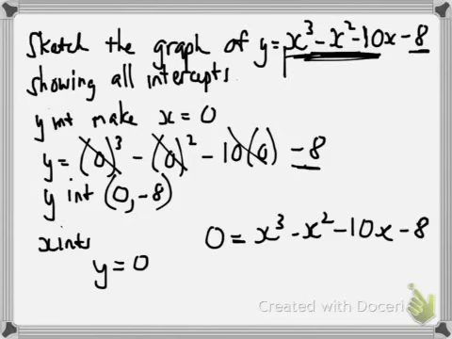Now our value of a, that is the number in front of the x cubed. So here a equals 1. So it's going to be a positive cubic. It's going to go from bottom left to top right. That's going to be our general shape, because the sign in front of the x cubed term is positive, it's a 1, that's how it's going to be.